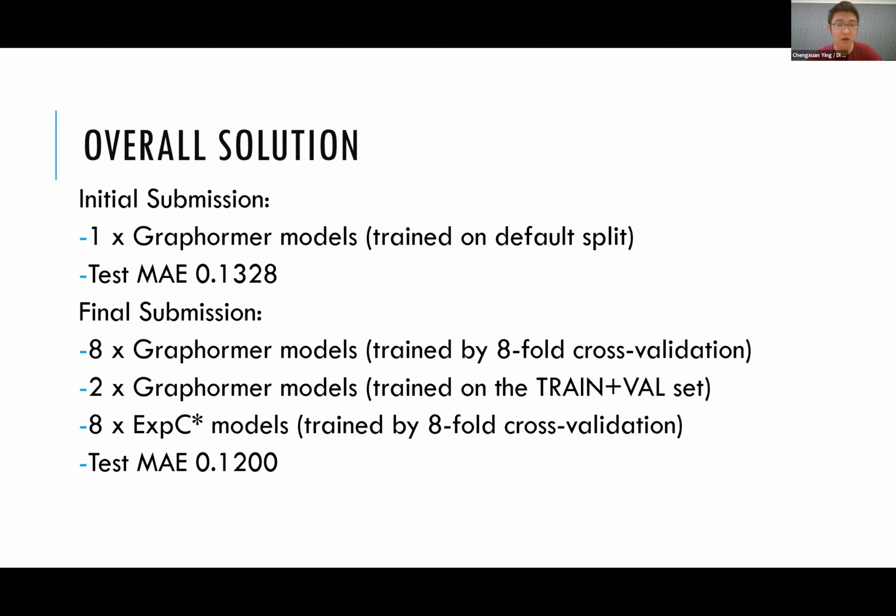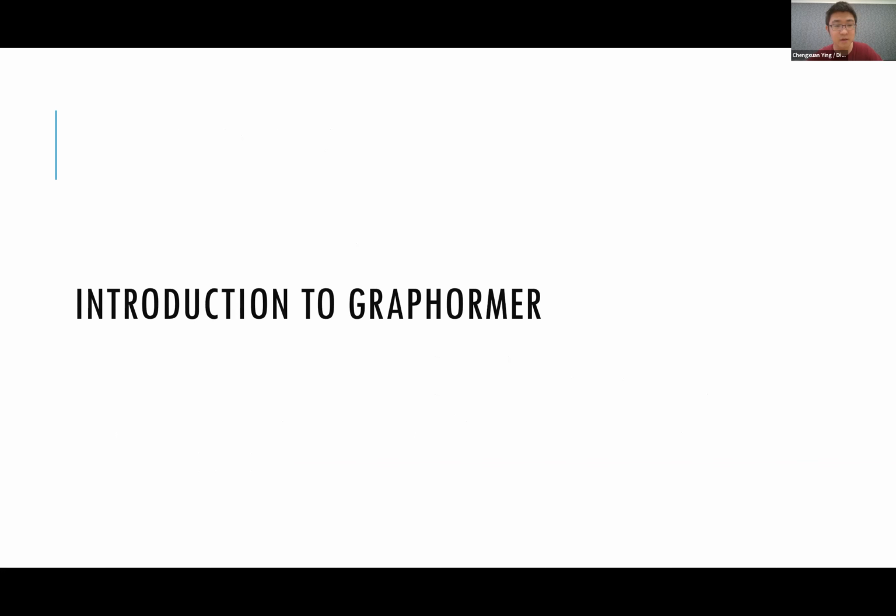In the final round, we use an ensemble model consisting of 8 Graphormer models, 8 ExpC star models trained by 8-fold cross-validation, and additional 2 Graphormer models trained on the concatenation of train and validation sets. Our solution achieves 0.12 in terms of MAE loss. You can refer to our paper and report for detailed performance. Now I will introduce our proposed Graphormer model in the following slides.